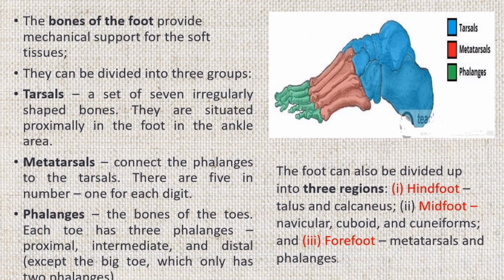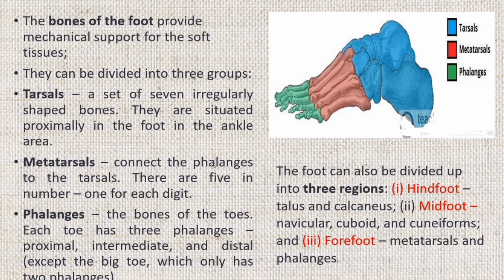The bones of the foot provide mechanical support for the soft tissues, helping the foot withstand the weight of the body whilst standing and in motion. They can be divided into three groups. Tarsals, a set of 7 irregularly shaped bones. They are situated proximally in the foot in the ankle area. Metatarsals connect the phalanges to the tarsals. There are 5 in number, 1 for each digit. Phalanges, the bones of the toes. Each toe has 3 phalanges, proximal, intermediate, and distal, except the big toe, which only has 2 phalanges.